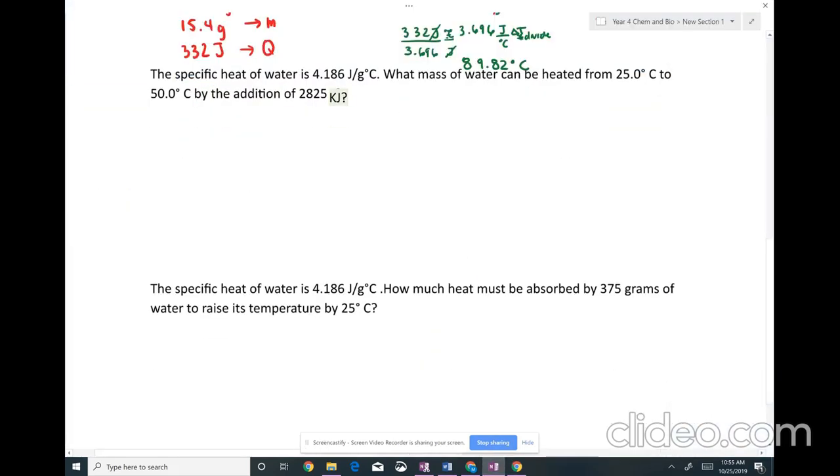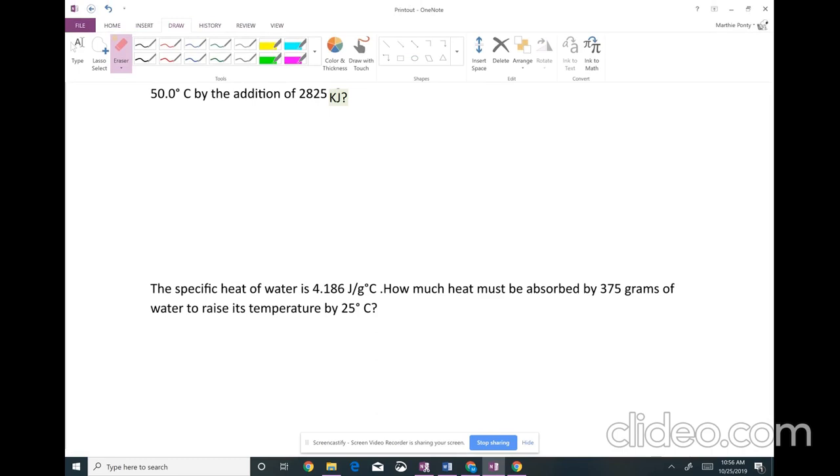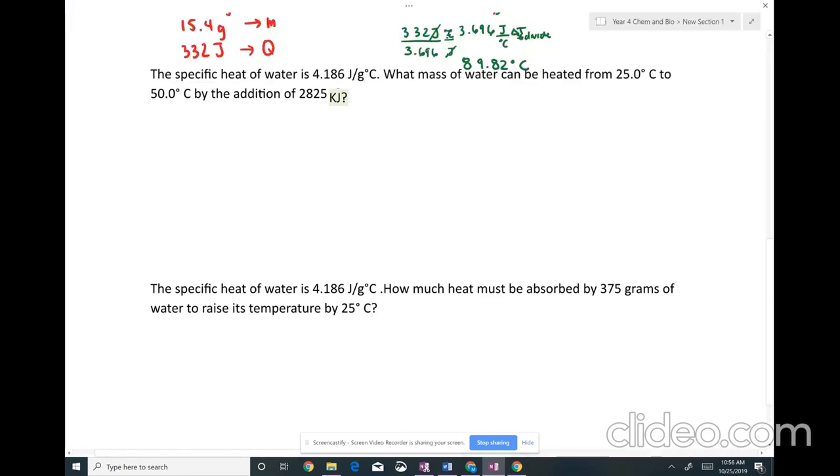Okay, so we are back with our third problem, and we have the specific heat of water is 4.186 joules per gram Celsius. What is the mass of water that can be heated from 25 to 50 degrees Celsius by the addition of 2,825 kilojoules? So what we're going to do is start with our step 1.